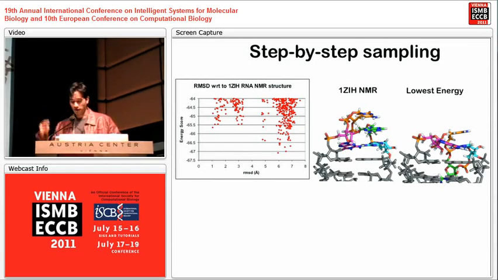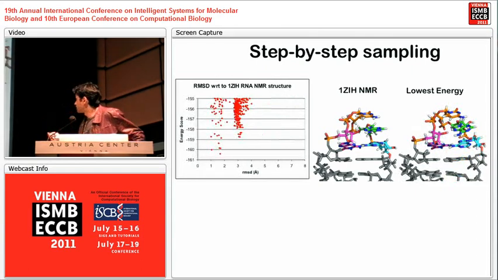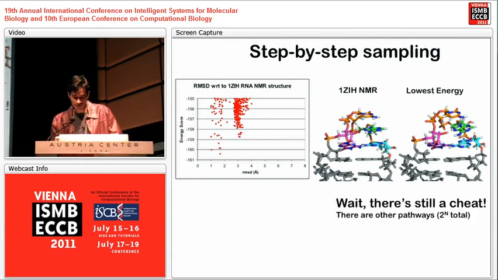It turns out I had almost subconsciously given Parin a code base where I had dialed down the torsional terms of the potential, which keep alpha, beta, gamma, et cetera, near their most favored values. And when we turn back on that potential, this is the lowest energy structure found, and it's within two angstroms of the experimental structure. Now, the aficionados in the audience may have noticed another, maybe a cheat.